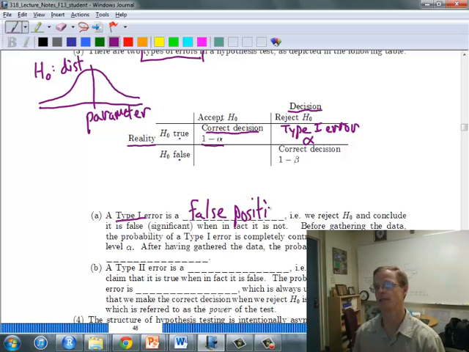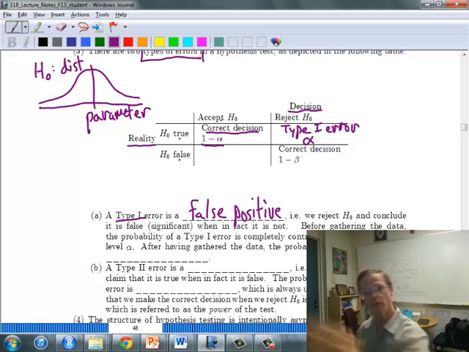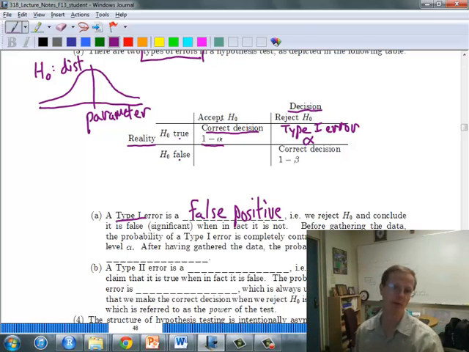We say positive because it means that we're rejecting H null. We're saying it's statistically significant. We've made the discovery, but we're wrong. Now, after data collection, the probability that you'll make that error is the p-value. That's it. That's the first possibility, if the null is true.